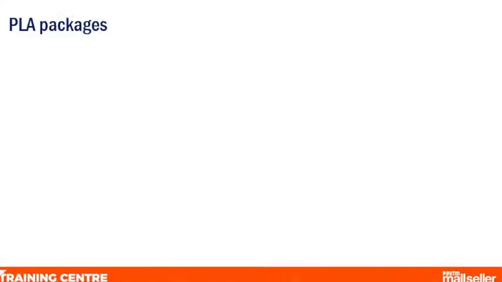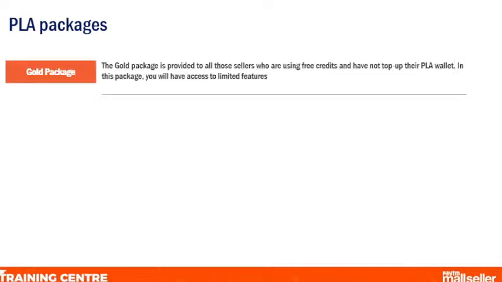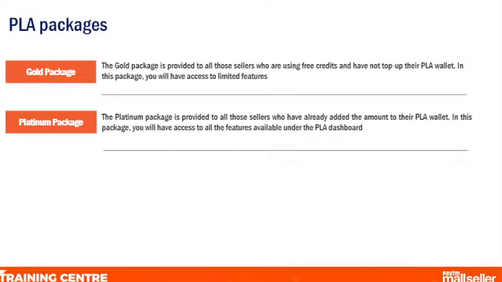Now let me tell you, two types of PLA seller packages are available. The first one is the gold package and second one is the platinum package. The gold package is provided to all those sellers who are using free credit and have not topped up their PLA wallet. Initially, when you have a free credit, say 1500 rupees you have received, but you have not yet recharged your wallet again, till then you are considered into a gold package. After that, once you recharge your wallet, you automatically upgrade to platinum package.